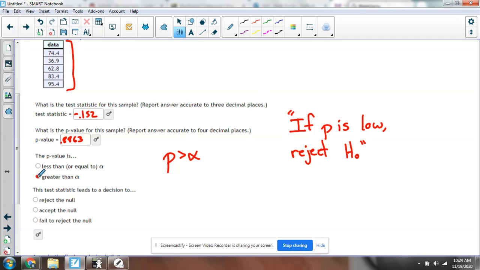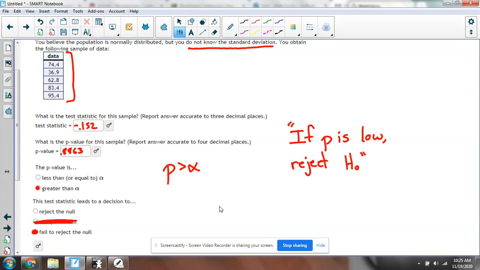And then this question says reject, accept, or fail to reject. The answer is never going to be accept. You don't accept the null ever. It's kind of like when you go to court. You don't say someone's innocent, you just say someone's guilty or not guilty. We're not saying they're innocent, we're just saying there's not enough evidence to prove that they are guilty. So we can't reject the null, so we fail to reject it.